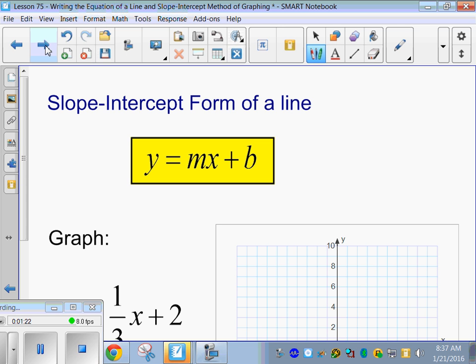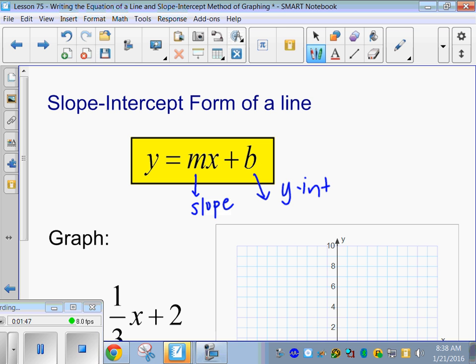All right. Slope-intercept form. So slope-intercept form, write that down. That yellow thing is really important. y equals mx plus b. You need to know this for a long time. All right? So m is always the slope. Every time, the number in front of x is the slope. And b is always the y-intercept, which is where it crosses the y-axis.